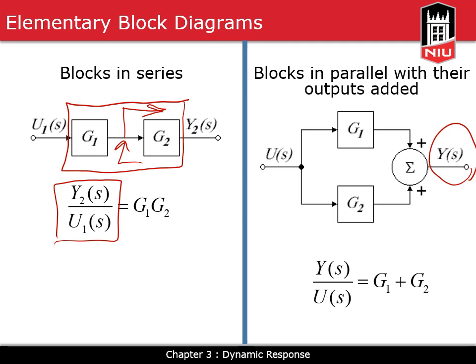Obviously, the output of G1 is G1 times U. Output of G2 is G2 times U. So if I write Y of S, which is the summation of these two, it will be G1 times U plus G2 times U. If I factor out that U, then Y of S is G1 plus G2 times U. Divide both sides by U, that will give us Y over U, which is the equivalent transfer function. It is G1 plus G2.